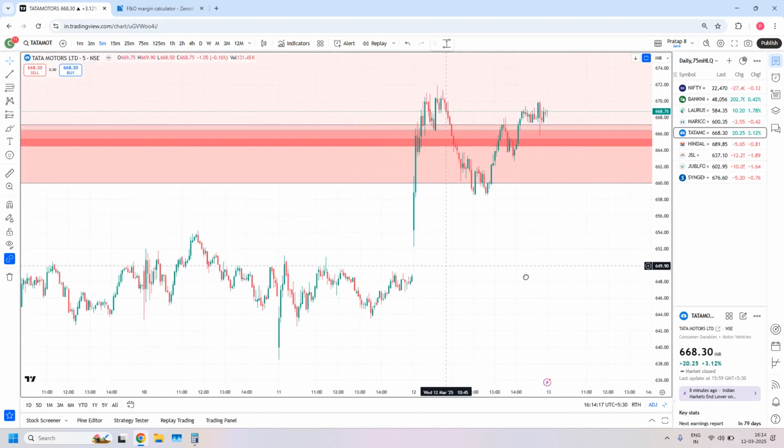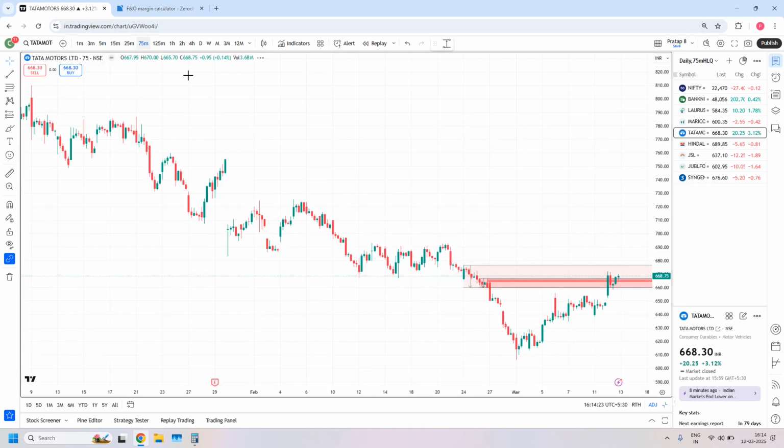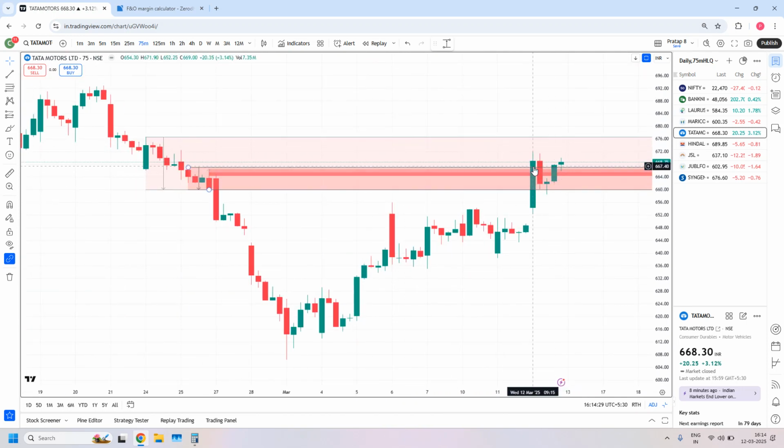See, today it is violated. This zone, even the 75, everything. Go to the 75 minutes. The 75 minutes candle is also closed. It is not a pierced zone. So everything is gone.